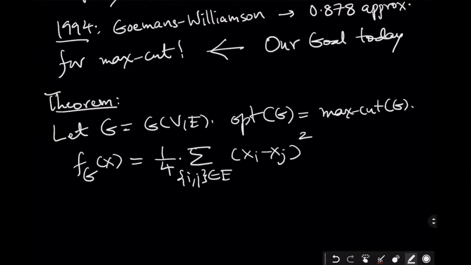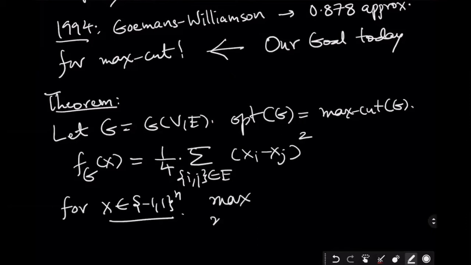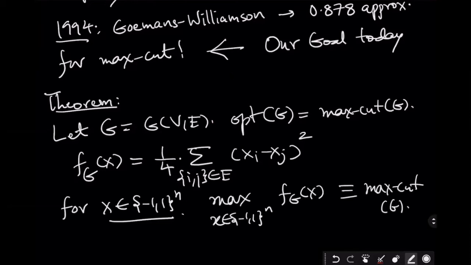And so if you recall in the first lecture, we showed that this polynomial actually computes the size of the cut associated with the set of vertices where X takes the value 1. So, for X in {-1, 1}^n, maximize it. This is the same as the max cut problem. Okay.